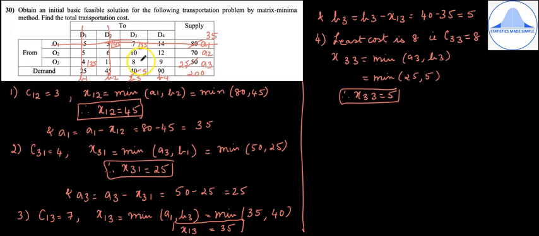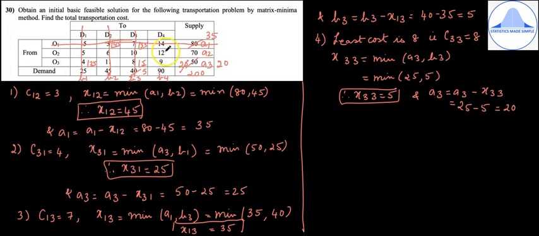So write the allocation 5 in this cell and check whether 5 matches with the availability or the requirement. It matches with the requirement at D3. So you have to delete D3 and then change the availability, and you will get A3 equal to A3 minus X33. A3 is 25, so 25 minus 5 is equal to 20. So cancel out 25 and then write 20.